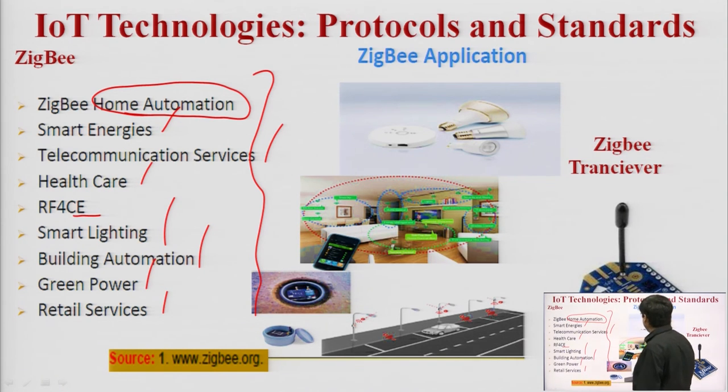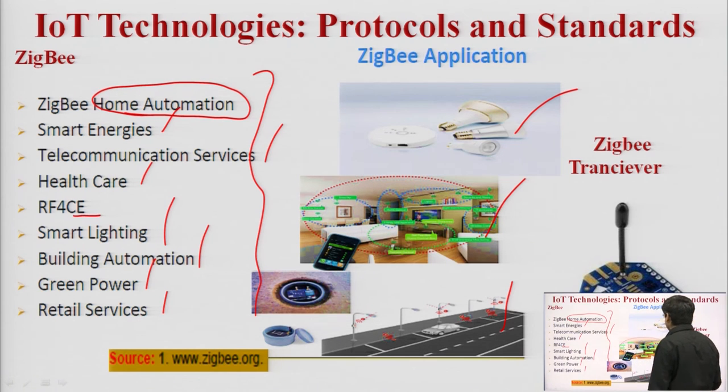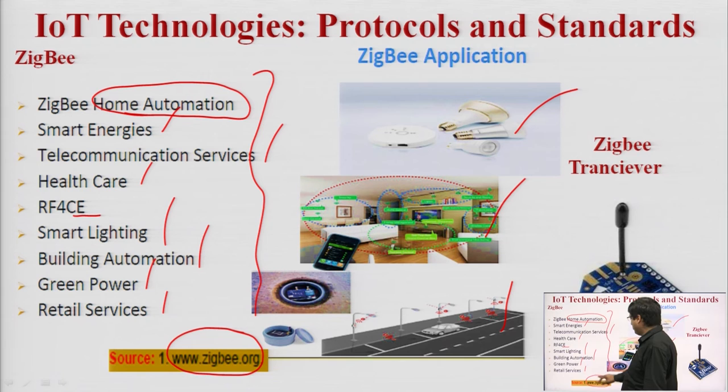So there are a lot of applications. Here you can see smart lighting and smart home automation. In the previous slide we have seen this example, smart lighting, smart street light, and for smart green power and building automation, we have used many devices. All these images are taken from www.zigbee.org.